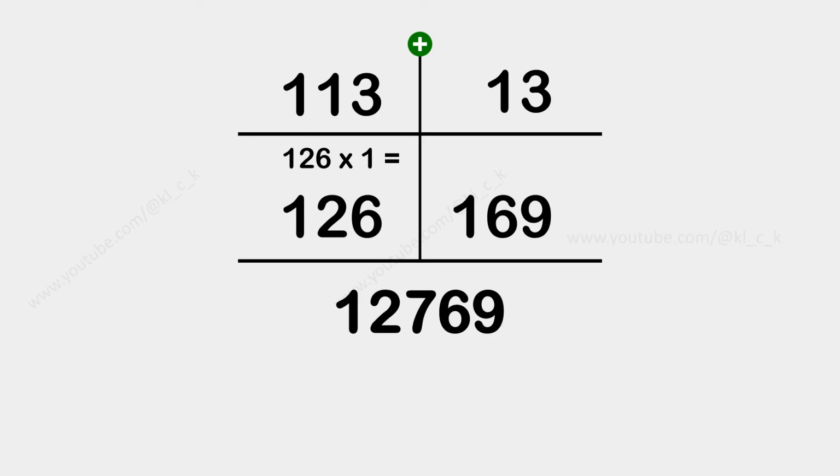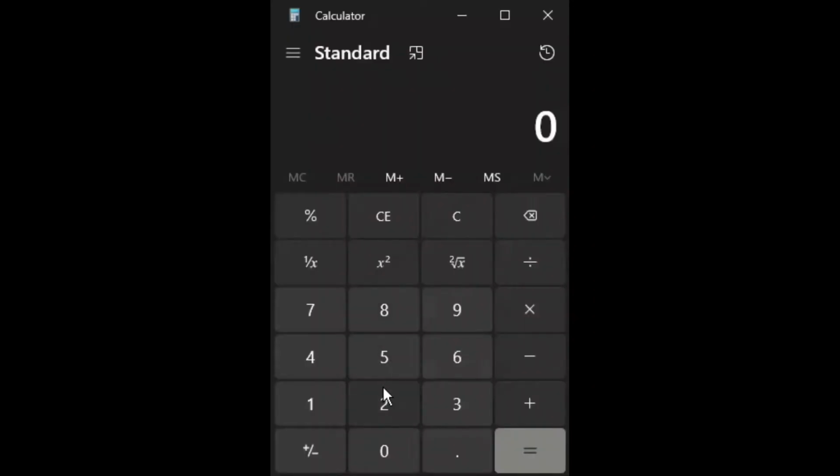The square of 113 is 12,769. Let's check the answer with calculator, and we see it's correct.